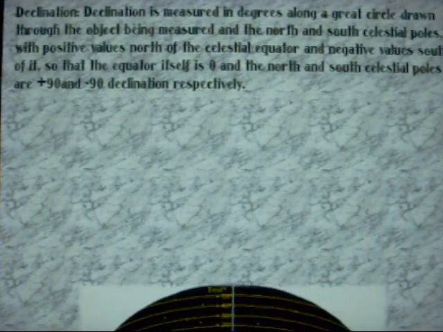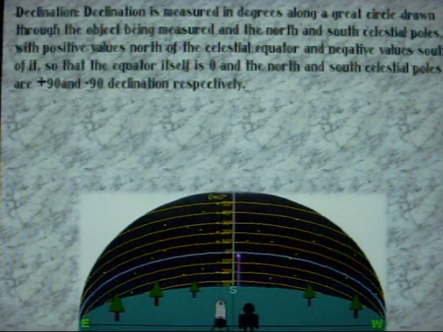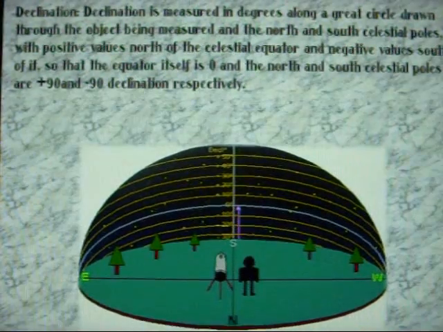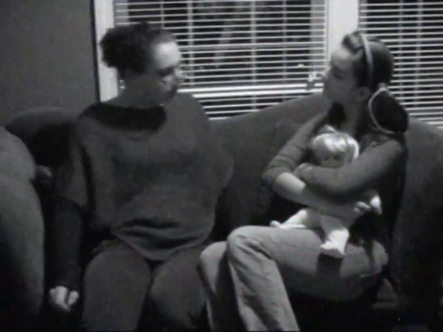Well, okay, so let's picture declination with a snow globe. We are inside the snow globe, okay? Declination is measured in degrees along a great circle drawn through the object being measured, and in the north and south celestial poles. Celestial is only a fancy word meaning sky, with positive values north of the celestial equator and negative values south of it, so that the equator itself is 0 and the north and south celestial poles are positive 90 and negative 90. I'm glad now you know about those words.